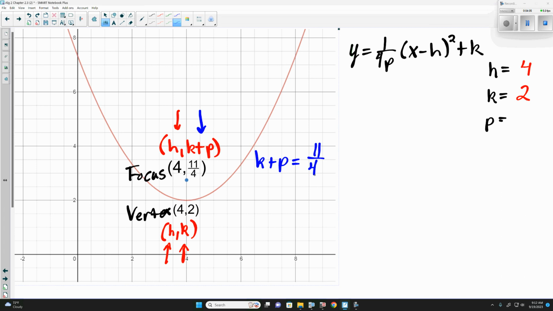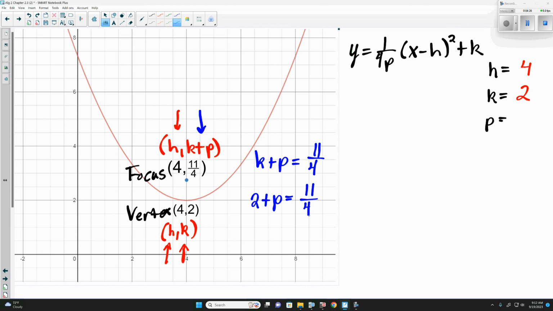Now this is helpful. K plus p is equal to 11/4 because we already know what the value of k is. The value of k is 2. So we can plug that in. So we're saying 2 plus p is 11 over 4. Are there any questions on any of this here?